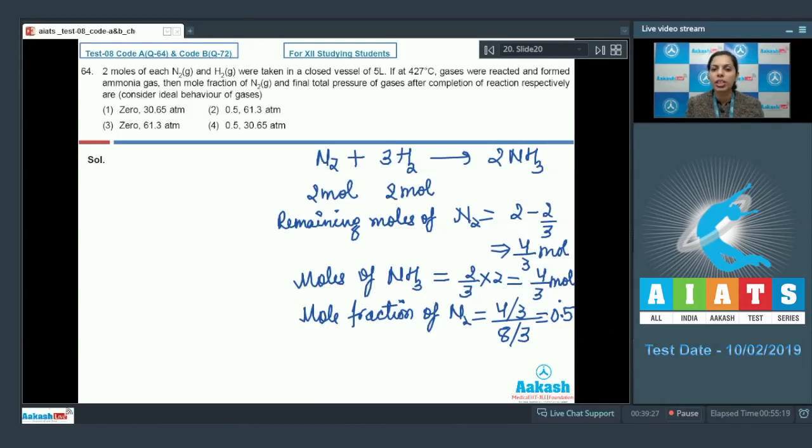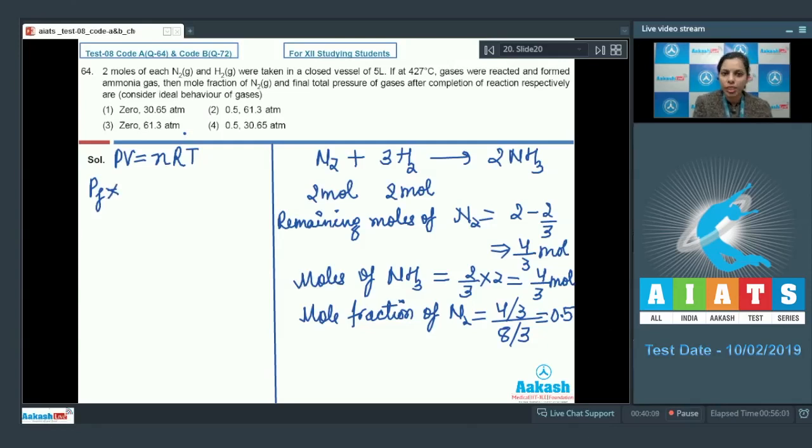One more thing is asked in the question: to find out the total pressure of the gases. It's written here: final total pressure of the gases after completion of the reaction respectively are. That you need to just find out. So in this case, first part we have solved and second part is remaining. In this case, the total pressure we need to find out using the ideal gas equation, because the hint is given to consider ideal behavior of gases. We know that PV is equal to nRT. And here we are considering the final pressure, final volume and final number of moles also. In this case, the final pressure is what we need to find out.